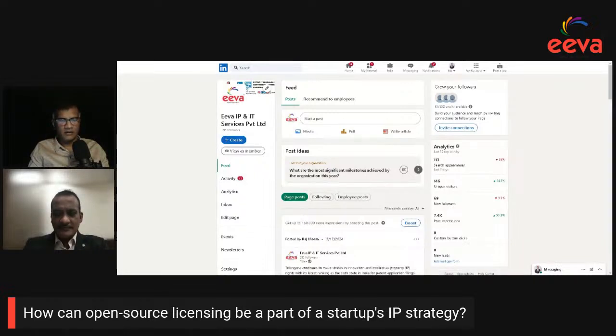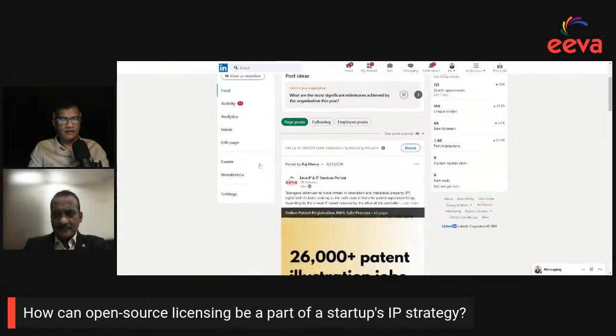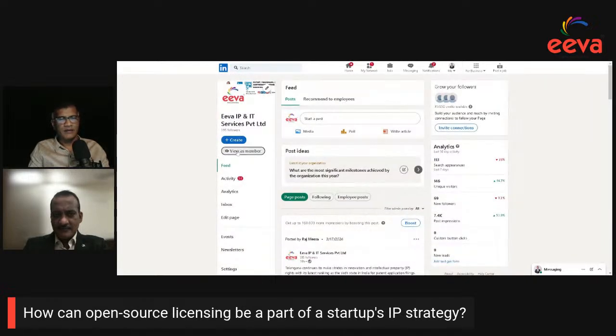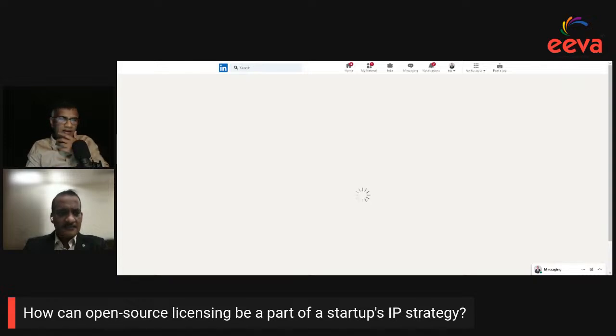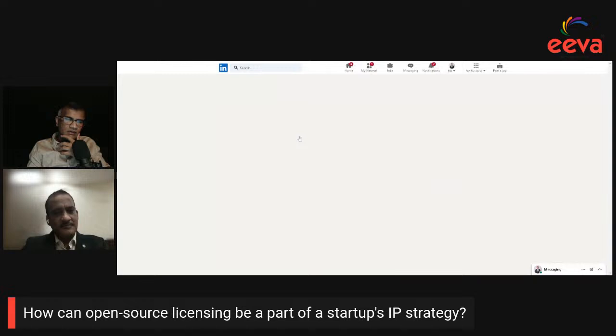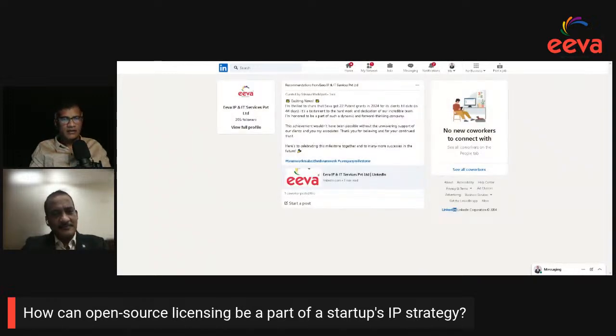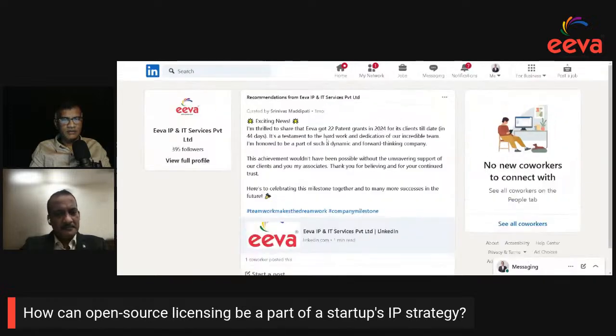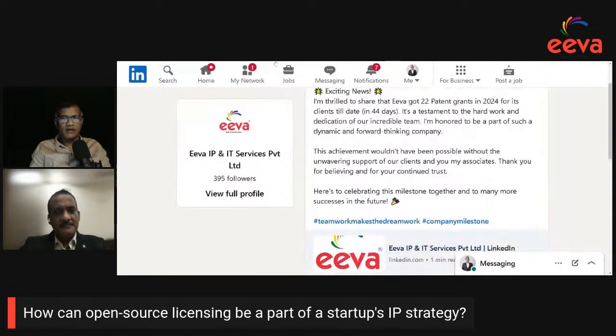Before we jump into other series of questions, I just wanted to highlight the number of patents which have been completed. You can see the screen, right, sir? Let me zoom in. So far, how many patent grants are there?